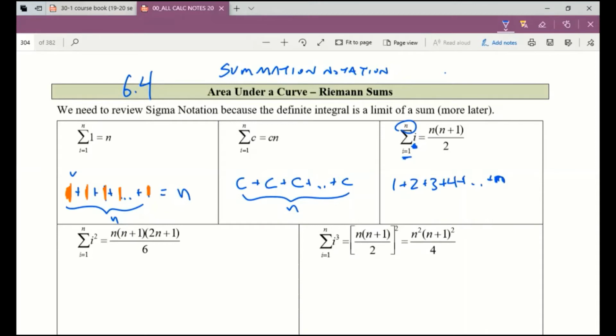Now, it just so happens that we have this nice formula for summing together natural numbers, 1, 2, 3, 4, 5, 6, 7, all the way up to some number n. It ends up being n times n plus 1 all over 2. We're going to use that identity, that the summation of i from 1 to n is equal to this. We're going to use that a bunch of times in this unit.